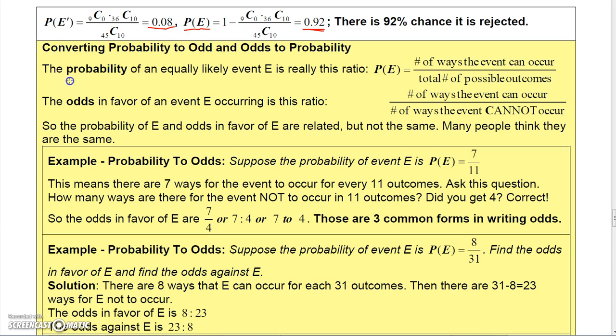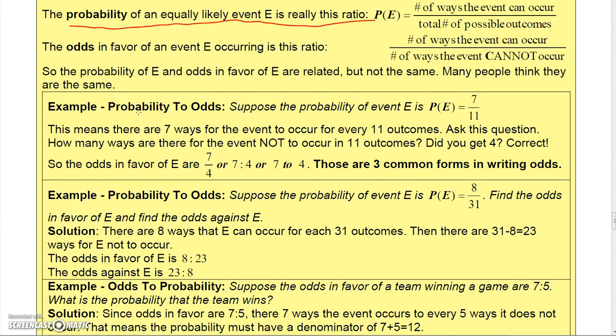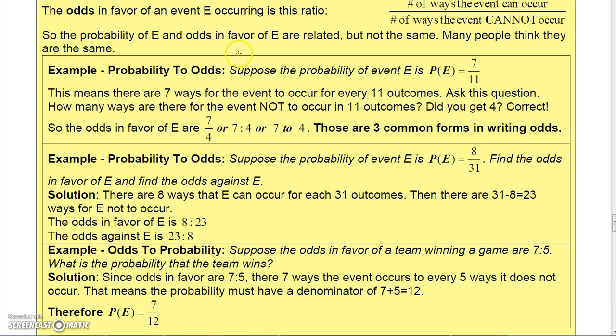The probability of an event is really this ratio: the number of ways the event can occur over the total number of possible outcomes, whereas the odds of an event occurring is this ratio: the number of ways the event can occur to the number of ways the event cannot occur. Some people think they're the same, but they're not exactly the same. Let's take a look at converting probability to odds.